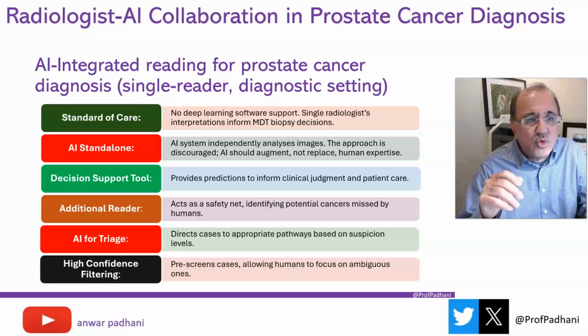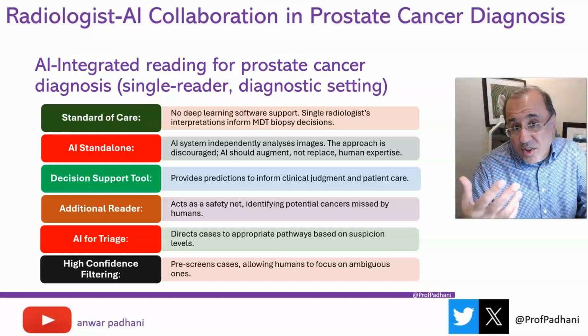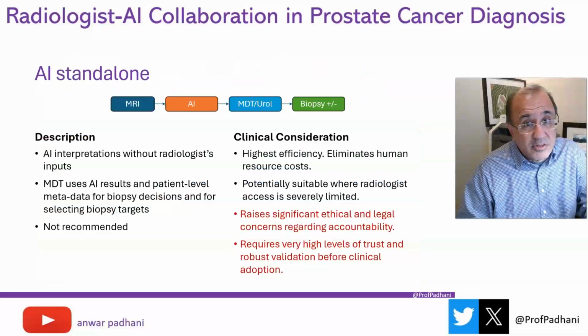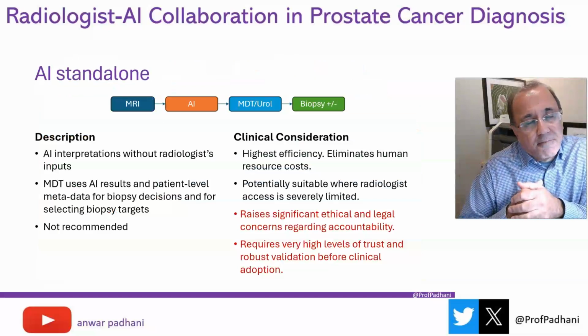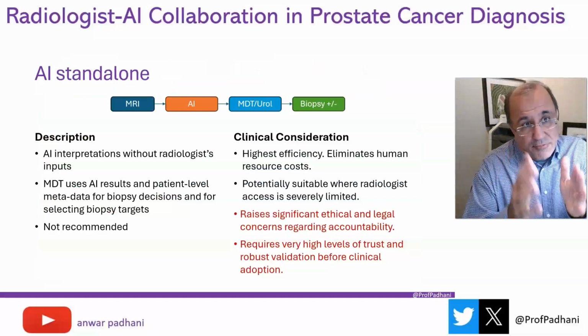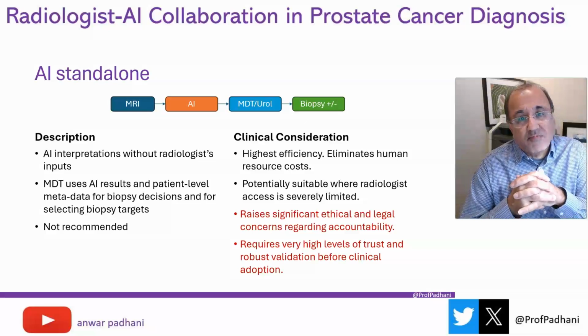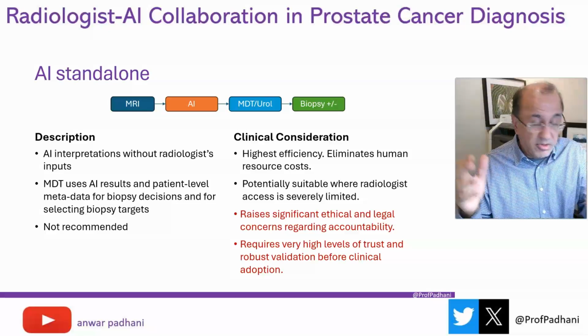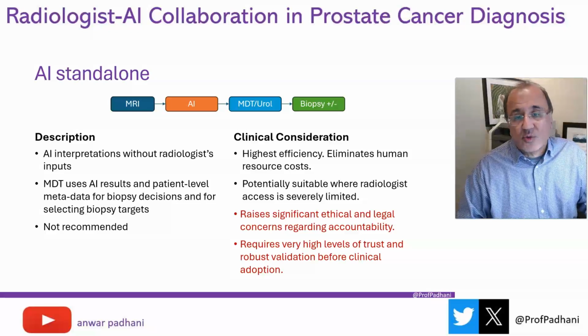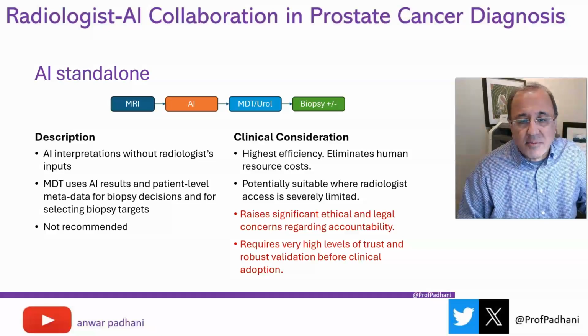Now there's several ways that you can use AI in your routine practice. The standard of care, of course, is no AI. Well, one of the things we could do is get rid of the radiologist. Now, if the MRI is read by an AI and that feeds directly into the MDT, what would be the consequence of that? Well, it would certainly provide efficiency. It would get rid of the radiologist. The human costs would be removed. And it's potentially suitable if you have no expertise in reading prostate MRI scans.